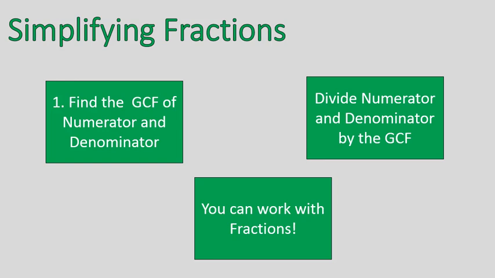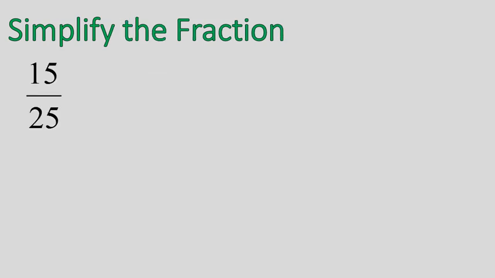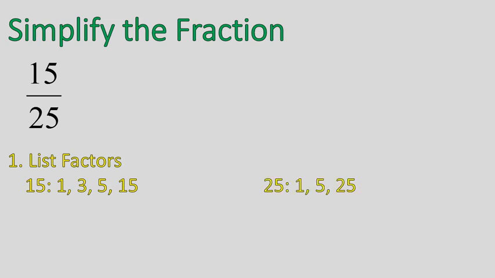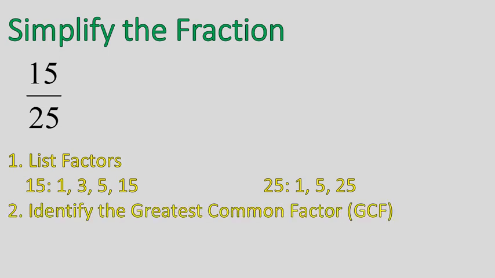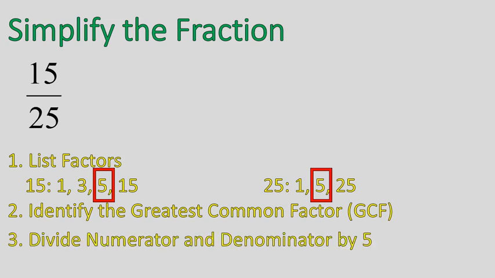Let's go through this and just simplify a fraction. We're going to simplify 15 over 25. We'll start out by listing our factors. 15 is 1, 3, 5, and 15. 25 is 1, 5, and 25. Those are the factors of the numerator and denominator of the fraction. Let's identify the greatest common factor. We don't have to list all of the common factors. Let's skip right to this. What's the greatest common factor? 5. So now I'm going to divide the numerator and denominator, both the top and bottom of the fraction, by 5. See that? 15 divided by 5, 25 divided by 5, and I get 3 over 5.